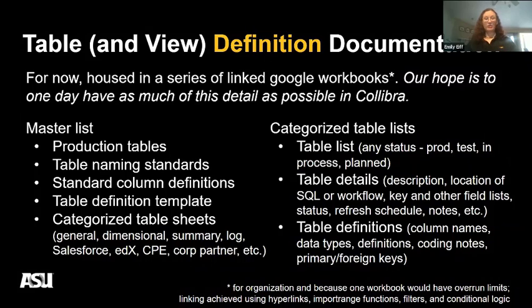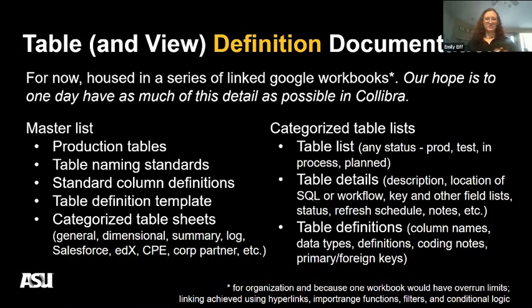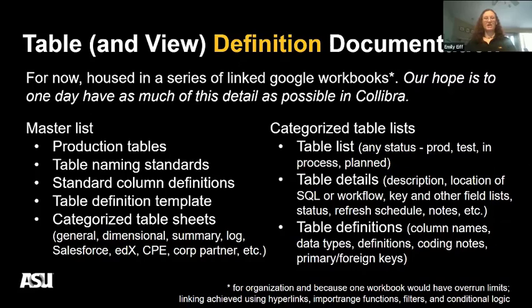Someday we hope that we will be able to house a good portion of this in Collibra, but until then, we've organized our table data into categorical workbooks based on the table definition type. For example, dimensional tables, summary tables, log tables, or specific data sources like Salesforce, edX, or corporate partners are each in their own separate workbook. We have a master list of production tables, as well as the individual category workbooks, and those have complete lists of tables in any build status. Documents also have naming standards, column definitions, and templates, along with the specific table and column definition details.